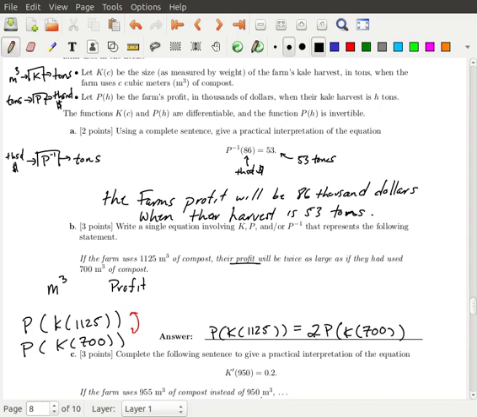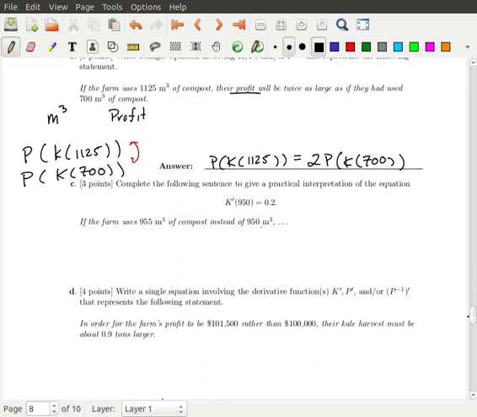The most common mistake is to put this 2 on the other side, and you'll lose probably a point for doing that. But it's important to just sort of double check yourself. Of course, if you're using more compost, that's more fertilizer, you're going to have bigger yields and bigger, well, maybe not necessarily bigger profits, but in this case, bigger profit.